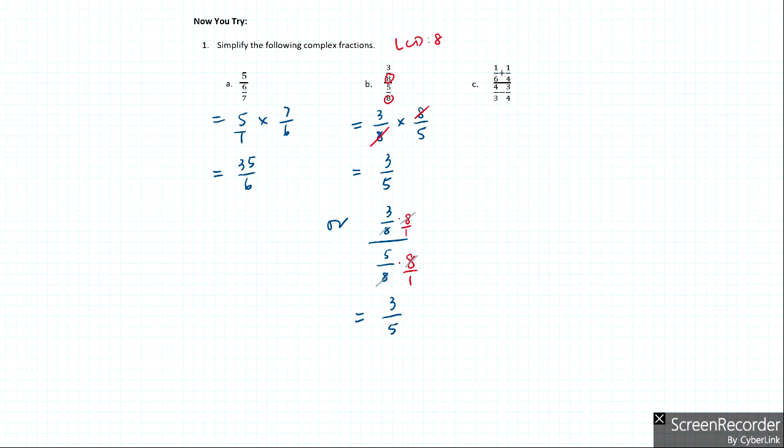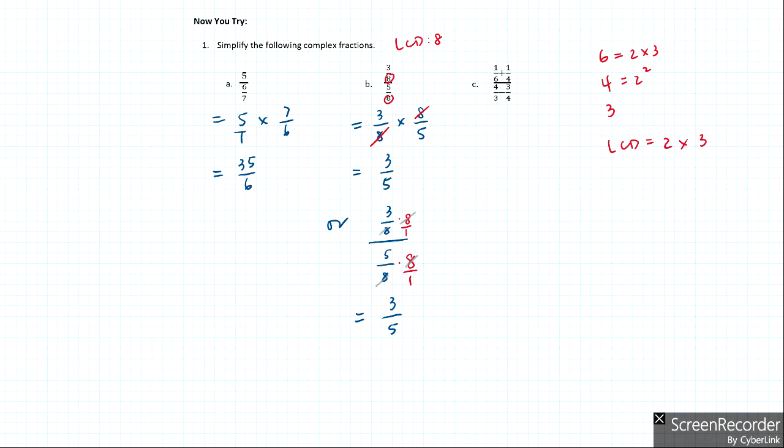A lot of times we are dealing with cases like we see in part C. We have more than one term on top and more than one term on the bottom. When that happens, we want to think about what's the least common denominator of all fractions. Again, you can use any of the methods for finding least common denominators. One of them is you can list out the prime factorization. 6 is 2 times 3, 4 is 2 squared, 3 is just 3. Now if I want to find the least common denominator, I want to list out all the factors and raise each to the highest degree.